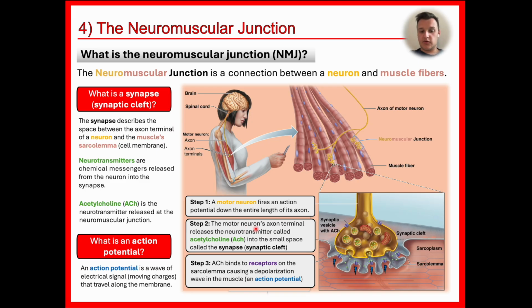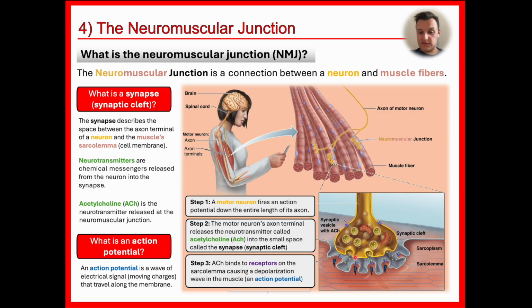Then step 2, the motor neuron's axon terminals, the ends over here, they release acetylcholine out into this small space that's called the synaptic cleft, right? So this is our neurotransmitter that's released into the space here.